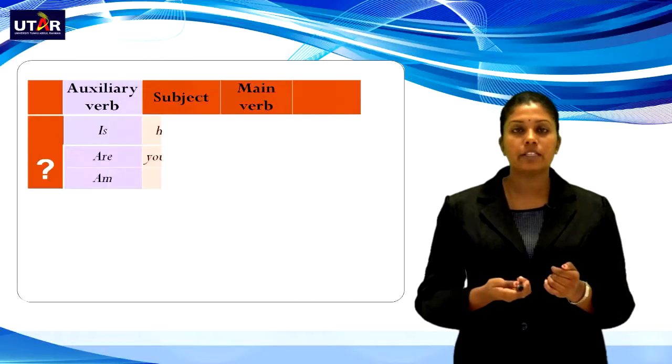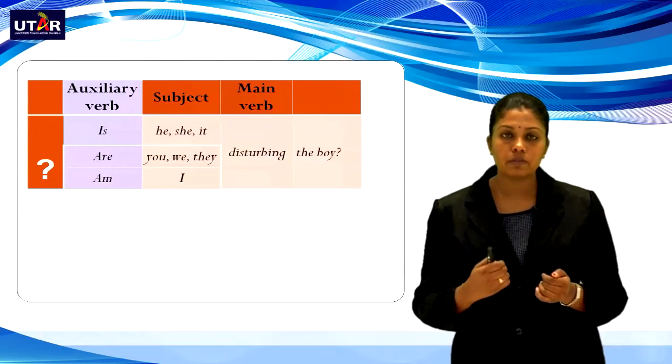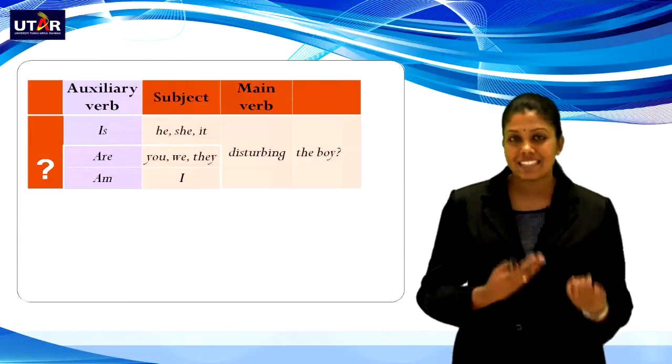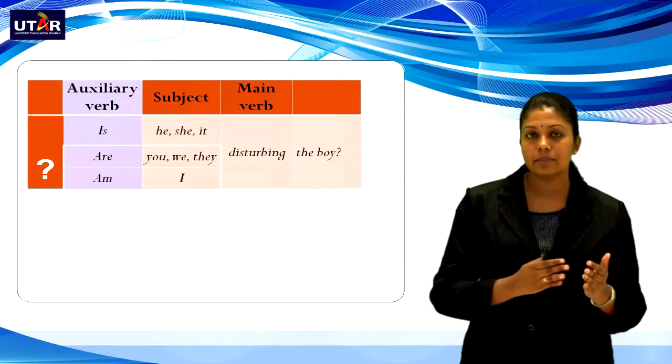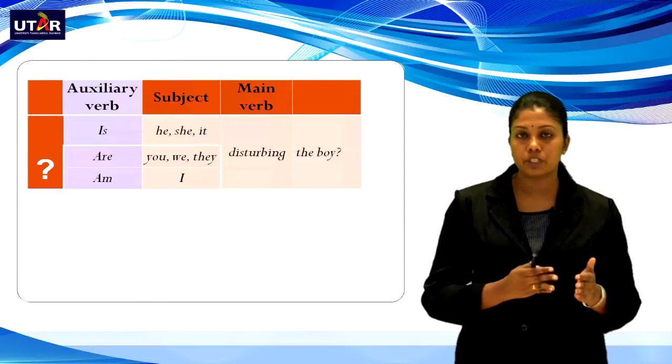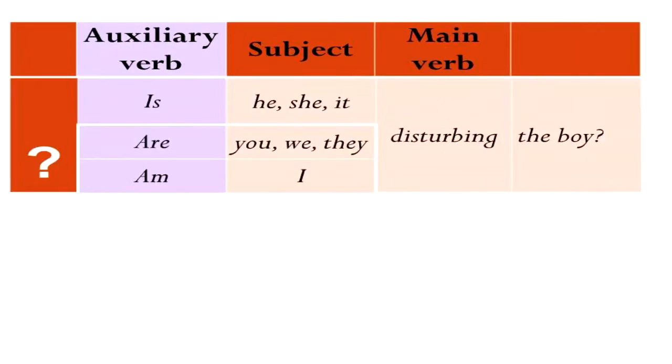Now, let's move on to the question form. For the question form, the auxiliary verb starts the question. It is placed at the beginning of the question. So, is used for the singular subject. So, is he, she, or it disturbing the boy? Present participle of disturb, disturbing, the boy. So, is he disturbing the boy? Is she disturbing the boy? Or is it disturbing the boy?